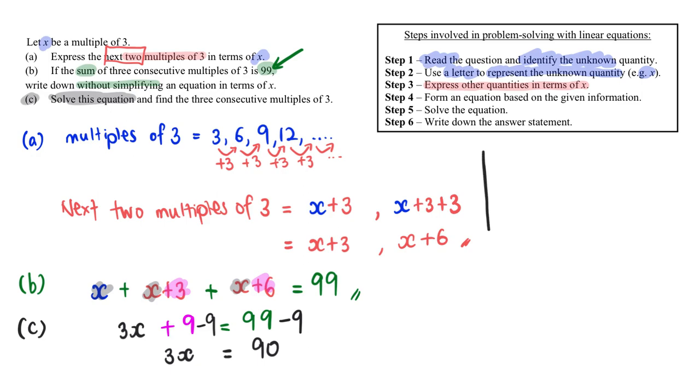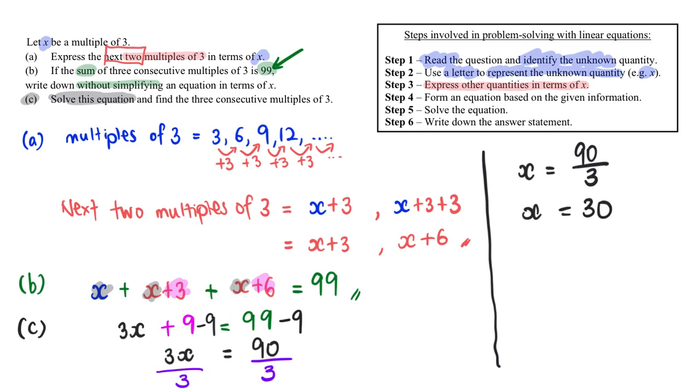And going to have some space at the side. So what do you think? What should I do next? Very good. You guys are thinking nicely. So I'm going to divide by 3 on both sides, so that my next line will look like this. 1x will be equal to 90 divided by 3, 30. Okay? So I've successfully gotten my first number.